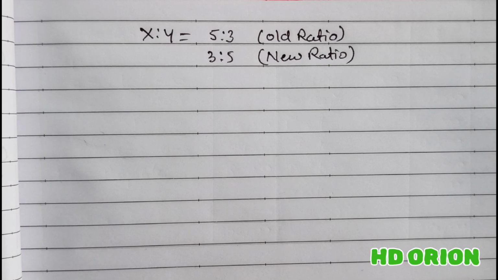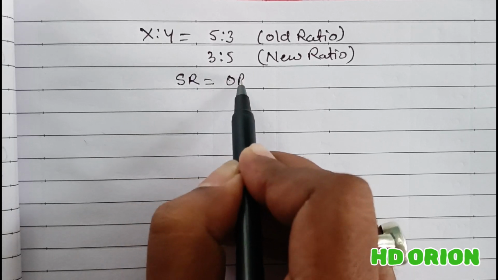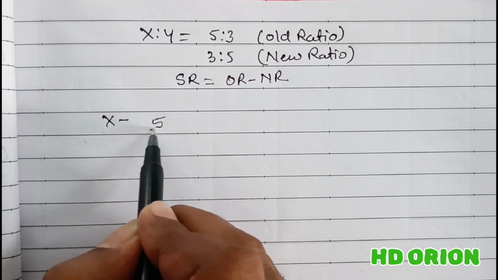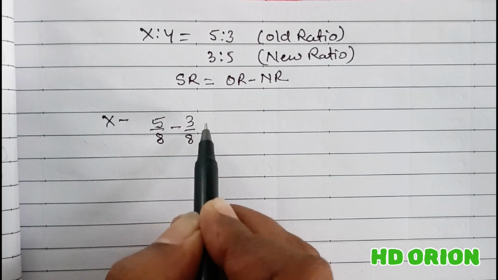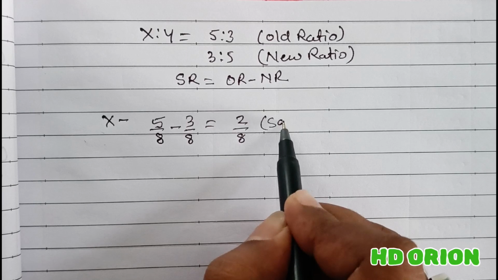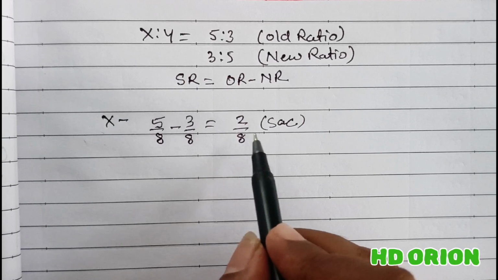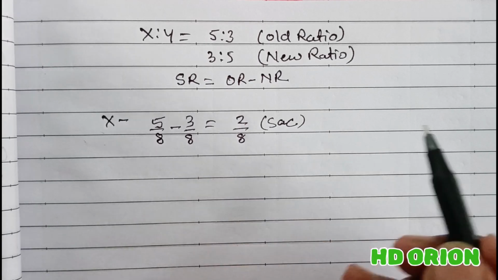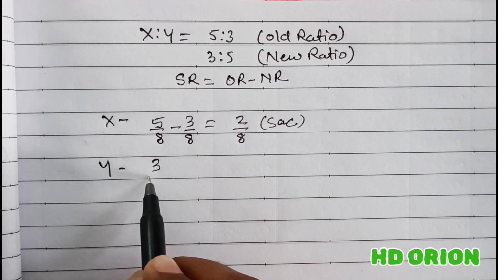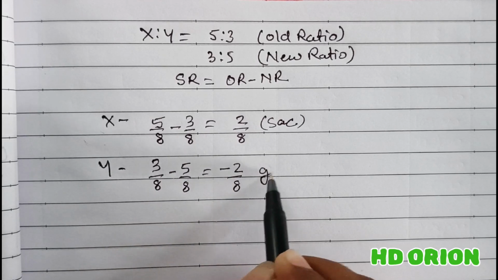Now for the treatment of goodwill, we have to compare the old ratio with the new ratio, and we know that sacrificing ratio is equal to old ratio minus new ratio. So let us calculate it for X. Old ratio is 5/8 and new ratio is 3/8. So it is 2/8 sacrifice, because the answer is coming in positive, so it is a sacrifice. It means X has sacrificed 2/8 of the total profit to Y. Because Y will be gaining the same thing. 3/8 minus 5/8 is minus 2/8. So it is a gain.